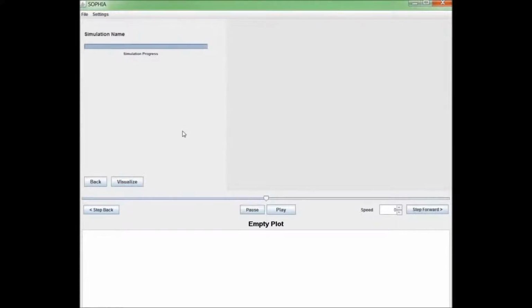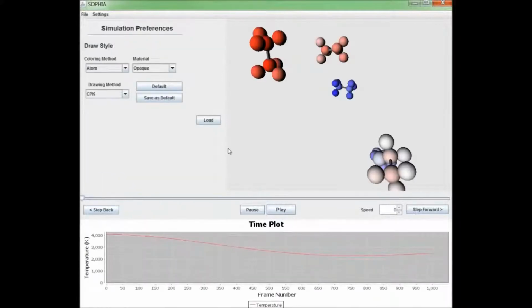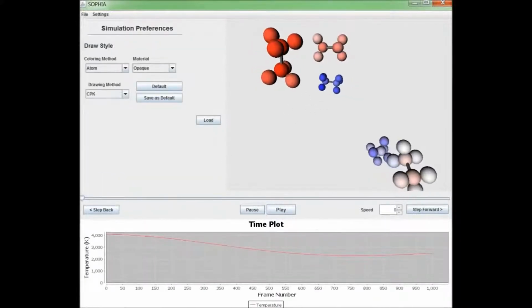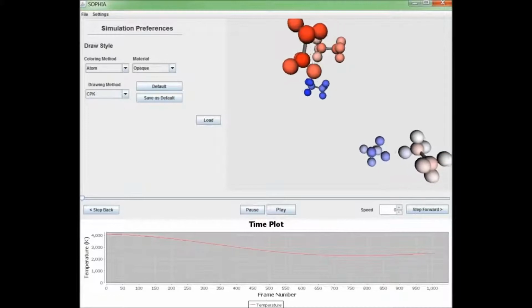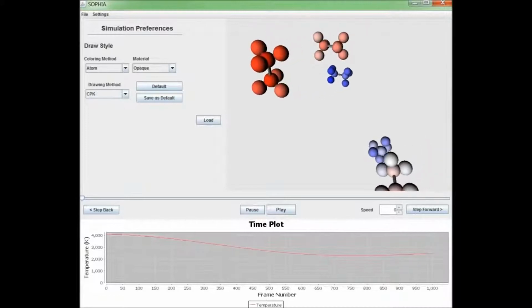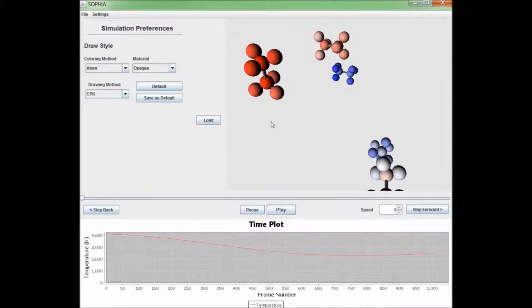After it finishes simulating, we can visualize the output and see a 3D view of the atomic structures as they start, as well as an output of different types of variables associated with the atoms, be that temperature, energy, kinetic, potential, etc. And we can move through the simulation at a variable rate of speed to see the changes that take place.